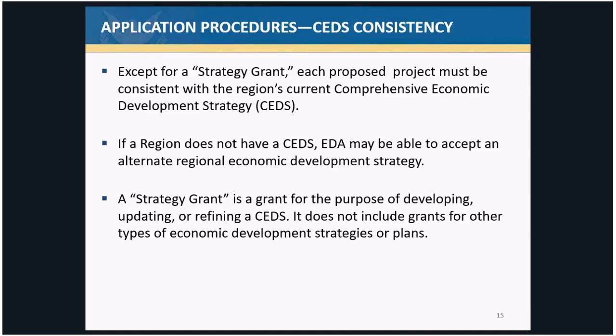A strategy grant is a grant for the purposes of developing, updating, or refining a CEDS. So it's a specialized term. It does not refer to strategy grants in general. Only grants that are related to those purposes constitute strategy grants. Other types of technical assistance or planning grants do require consistency with an approved CEDS. If an applicant doesn't know if their region is covered by a current comprehensive economic development strategy, how might the applicant find out? The best way to do that is to contact their state's economic development representative.